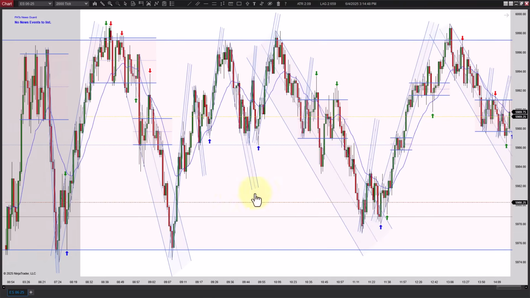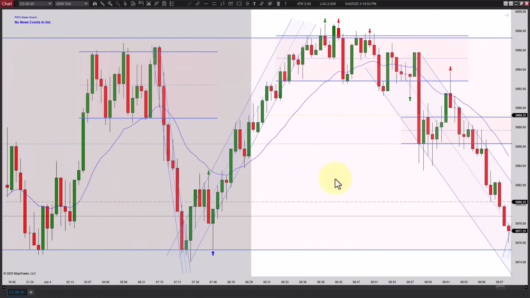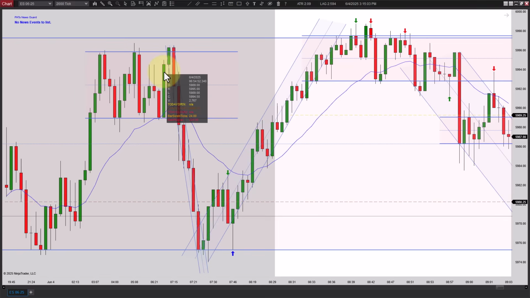But let's zoom in here. We'll go through the trades and get this day behind us. But 7 o'clock came, I believe it was this bar, or maybe it was this bar. Yep, 7 o'clock came right in here as we're working up on this bar.